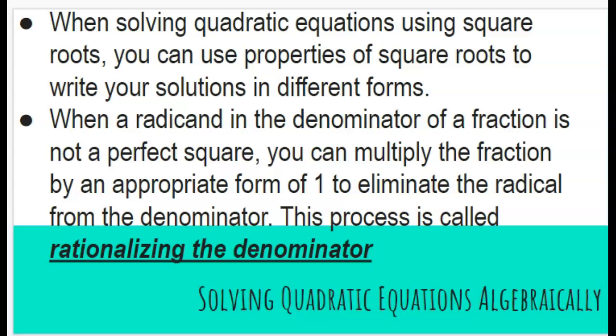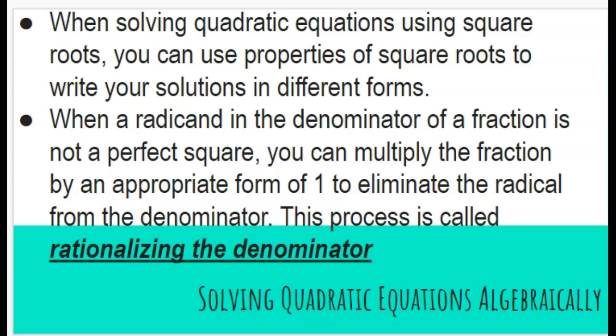The second thing that we're going to deal with is when a radicand in a denominator of a fraction is not a perfect square. You can multiply that fraction by an appropriate form of 1 to eliminate the radical from the denominator. This process is called rationalizing a denominator. So if you're going to take a note right here, what you need to know, there cannot be a radical in the denominator. There cannot be a square root in the denominator.